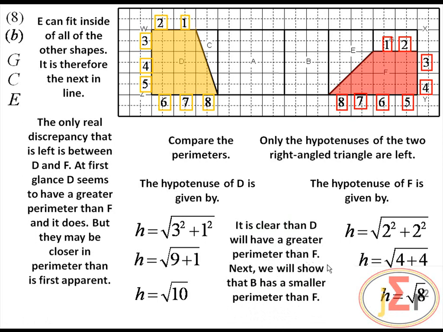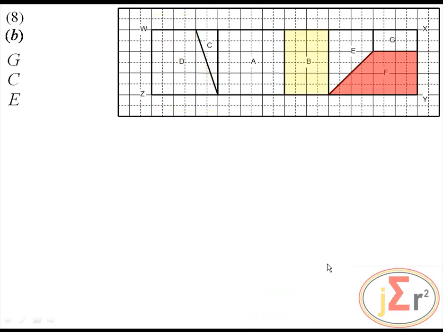Next, we will show that B has a smaller perimeter than F. So we are sure that this one has a greater perimeter than this. Now we need to show that this one has a smaller perimeter than this. We're just comparing these because, as a matter of fact, only that real comparison is left. So let us make that comparison.